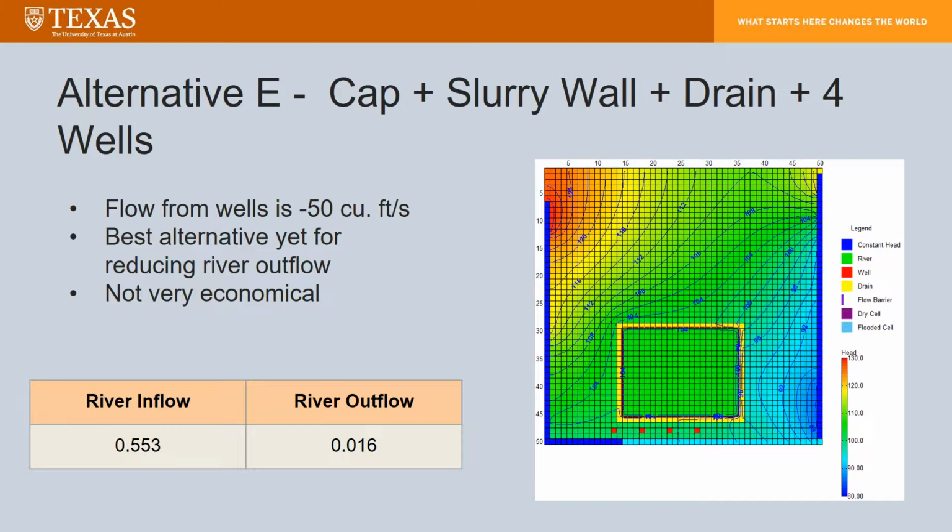Alternative E consists of a cap, slurry wall, drain, and 4 wells. It is essentially our previous alternative with the addition of 4 wells. As you can see on the picture, the 4 wells are between the contaminated site and the river. The flow from these wells is 50 cubic feet per second. It is also our best alternative yet, however it is not very economical. If you note the river outflow, it is down to 0.016 cubic feet per second. What makes it not very economical, though, is the expensive price of the wells themselves and disposing of the pumped water.